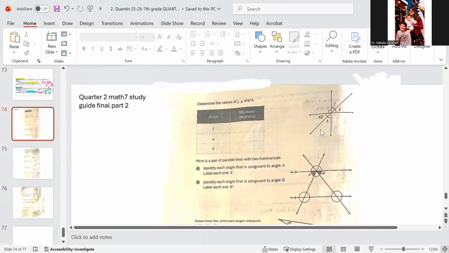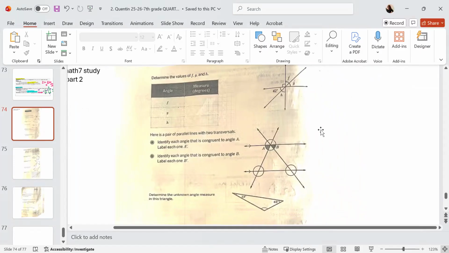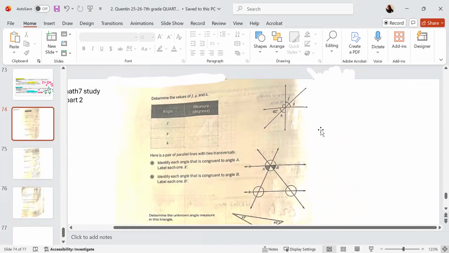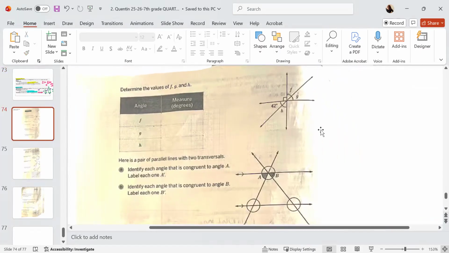All right, Math 7, study guide part 2. Read the first question, please. Determine the value of f, g, and h. Okay, the first thing you need to know is here. Explain to me how you did it.